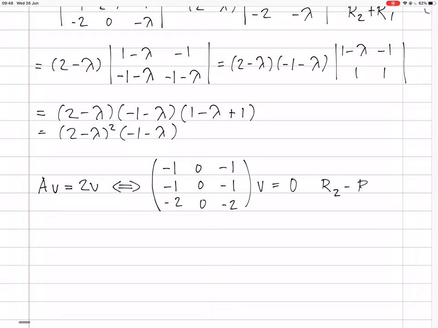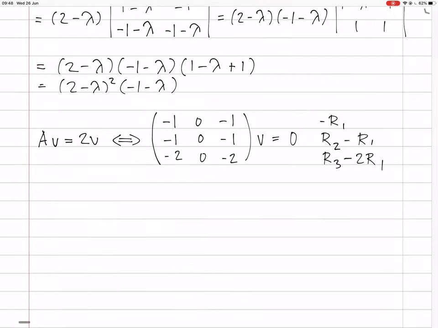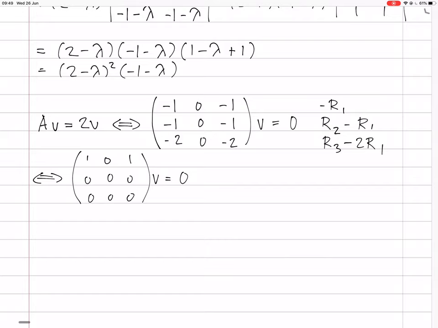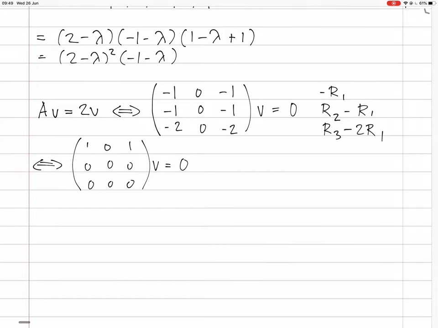Row 2 minus row 1, and row 3 minus 2 times row 1, and you could also multiply row 1 by negative, and then that will give you 1, 0, 1, 0, 0, 0, 0, 0, 0, times v equals 0. Okay, and so that means that, what are the two possible independent eigenvectors here? So this means that, in fact, isn't it even in it here?